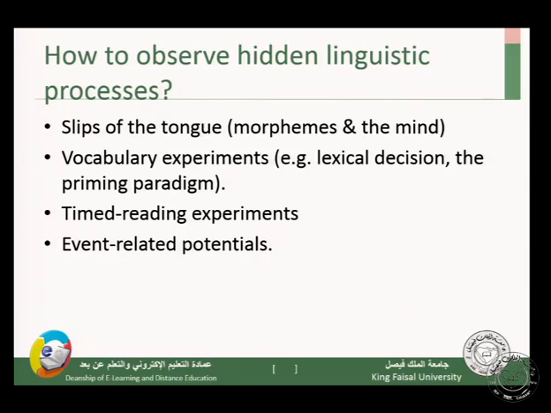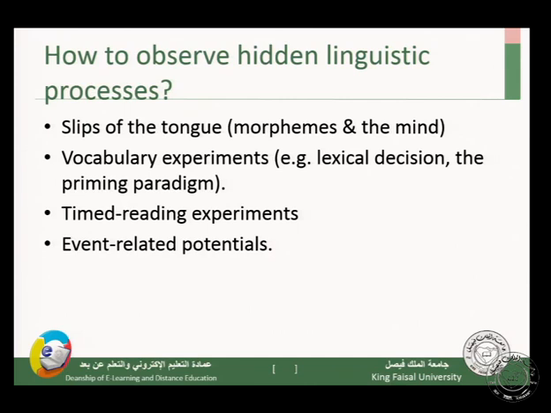So, are morphemes organized inside the brain just like words, or are they organized differently? Well, of course, we can study how language processing takes place by doing vocabulary experiments. One example of vocabulary experiments is lexical decision and the priming paradigm. We can also do timed reading experiments. We can also do event-related potentials.